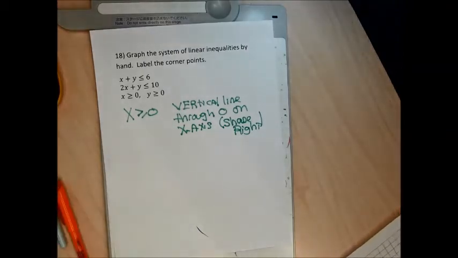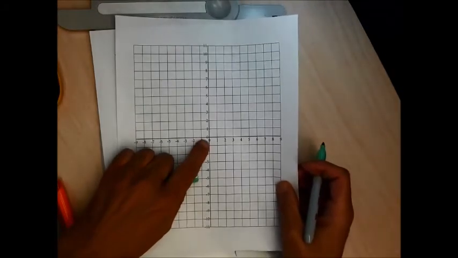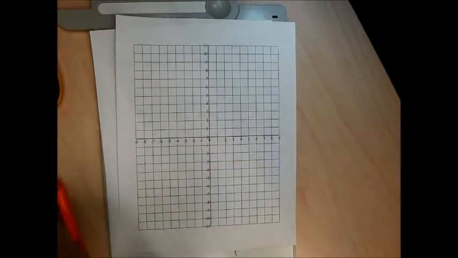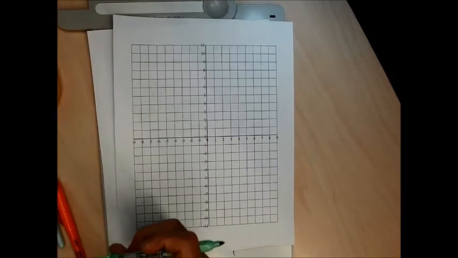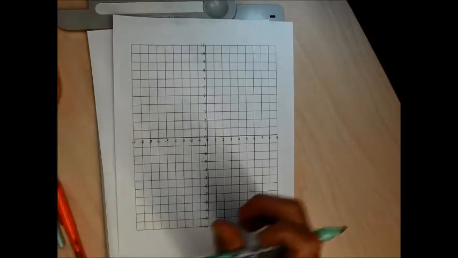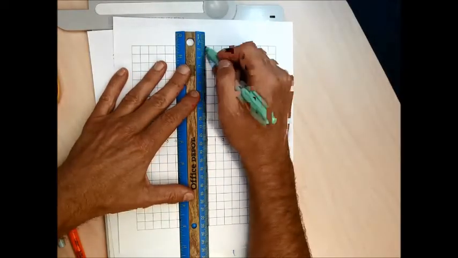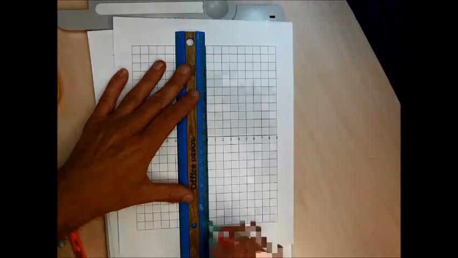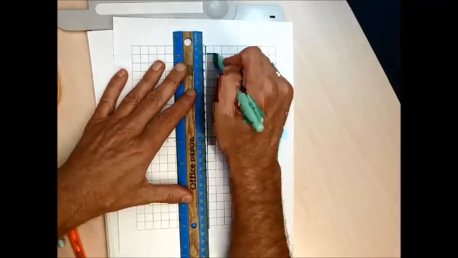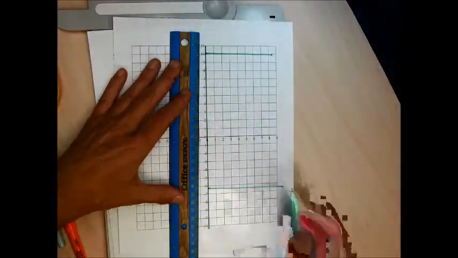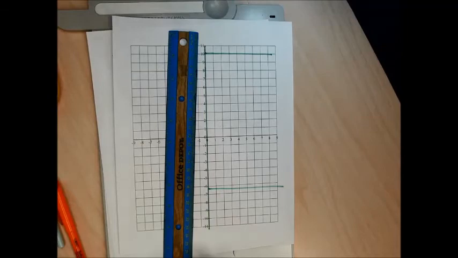So my very first graph, I find 0 on the x-axis, and I am going to draw my vertical line, and I'm just going to imply that I'm shading right, because if you do too much shading, your graphs get really ugly. So there's my line. I need to shade to the right, shade to the right. I would shade all of it, but it's just going to get too ugly.